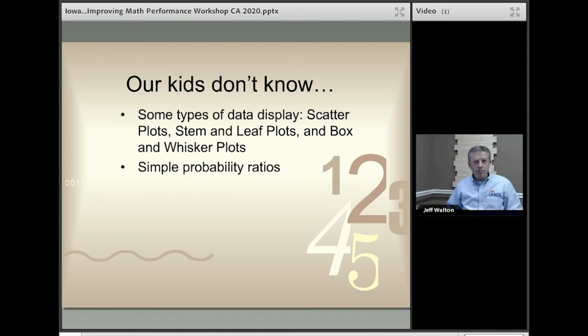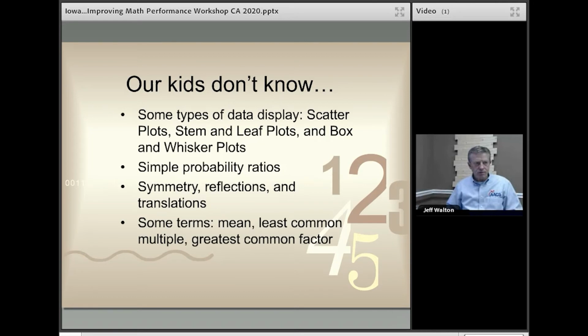Simple probability ratios. This would be probability involving things like colored marbles or the numbers on dice. Symmetry, reflections, and translations. Those are the math terms. They won't use those terms in the problems for fourth graders or fifth graders or sixth graders, but those are the concepts that our students are not understanding. They're not recognizing symmetrical figures or reflections of figures or translations of figures. Some terms, they're missing problems where the term mean or least common multiple or greatest common factor is used.